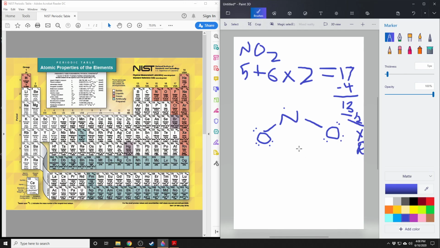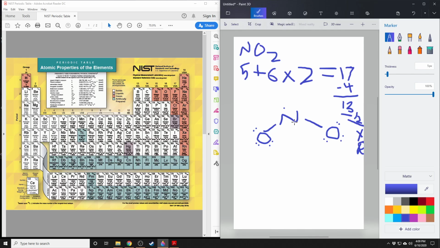The next thing we have to do is check and see if everything's full. So the oxygen here, that has a full octet. This oxygen has a full octet as well. This nitrogen, though, is not full. It has 2, 4, 5 electrons. It should have 8, just like the oxygens, but it doesn't. And so it is not full yet.